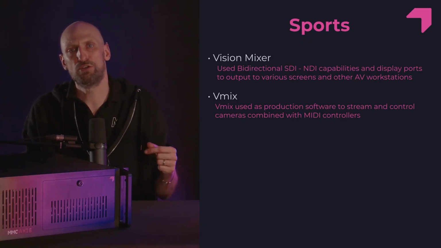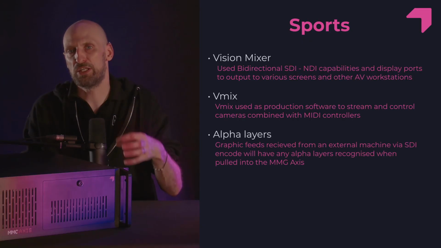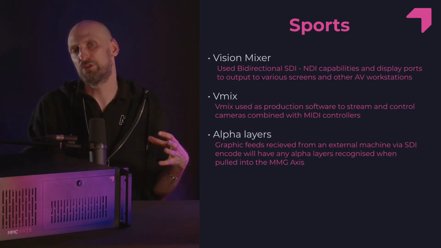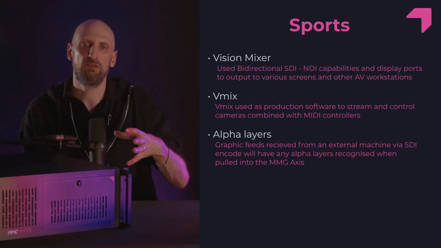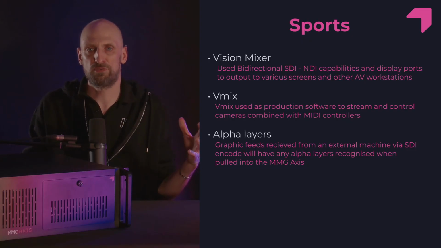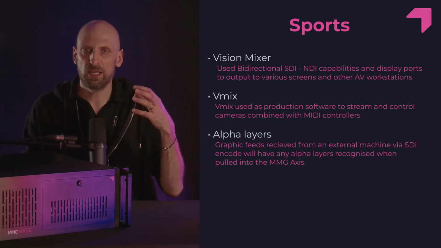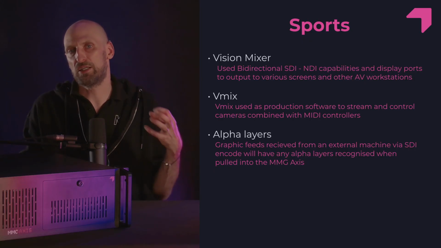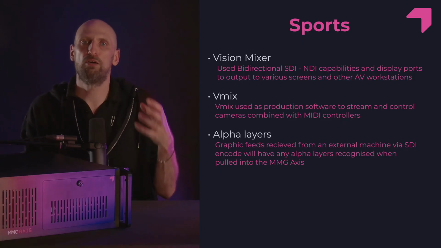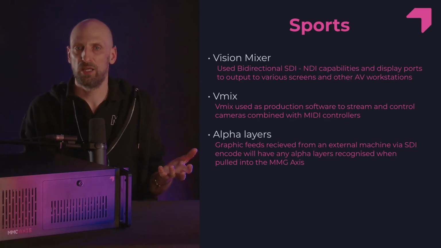It was also used to receive alpha video. Now, what this meant was that we had a separate machine running all of the graphic overlays for the match, and that was able to be fed into the Axis, retaining the alpha layers and making it so that we were able to produce a very on-point production for them.